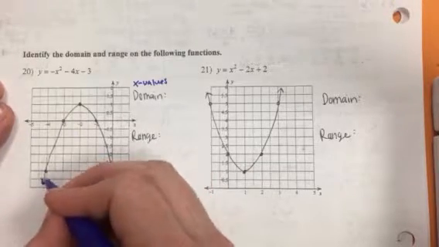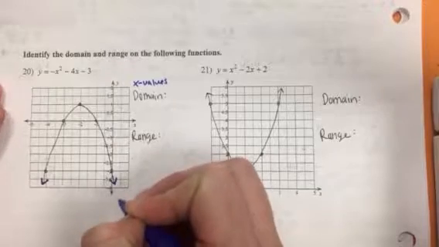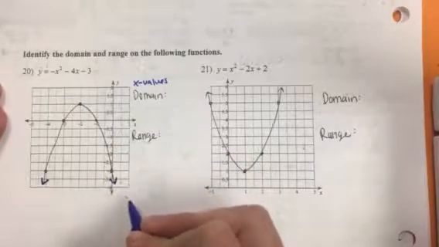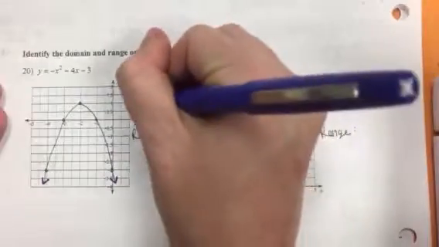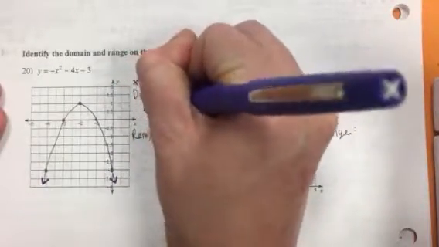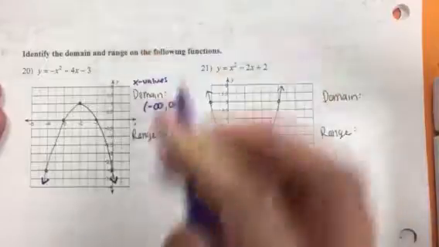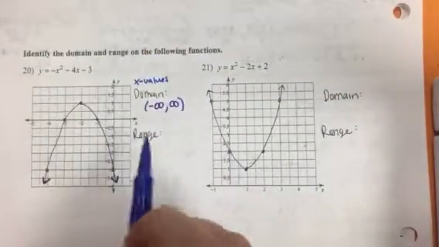And because of these arrows, it means my graph is going to continue going to the right, and it will continue going to the left. So that means all of my x values from -infinity to infinity will be included in the domain.